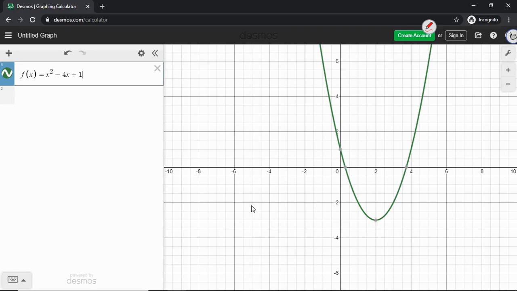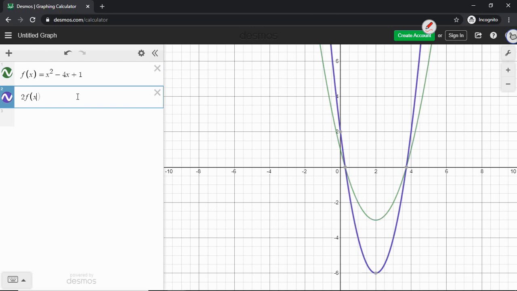Let's play around a little in Desmos just so that we can see what's going on here. So here's a graph, and you don't need to worry about how we came up with it. We're going to talk about graphing quadratics later on in the course, but this is a graph of this quadratic function, x squared minus 4x plus 1. So let's see what happens if I change this to become 2 times f of x. So we see the whole thing is getting stretched.